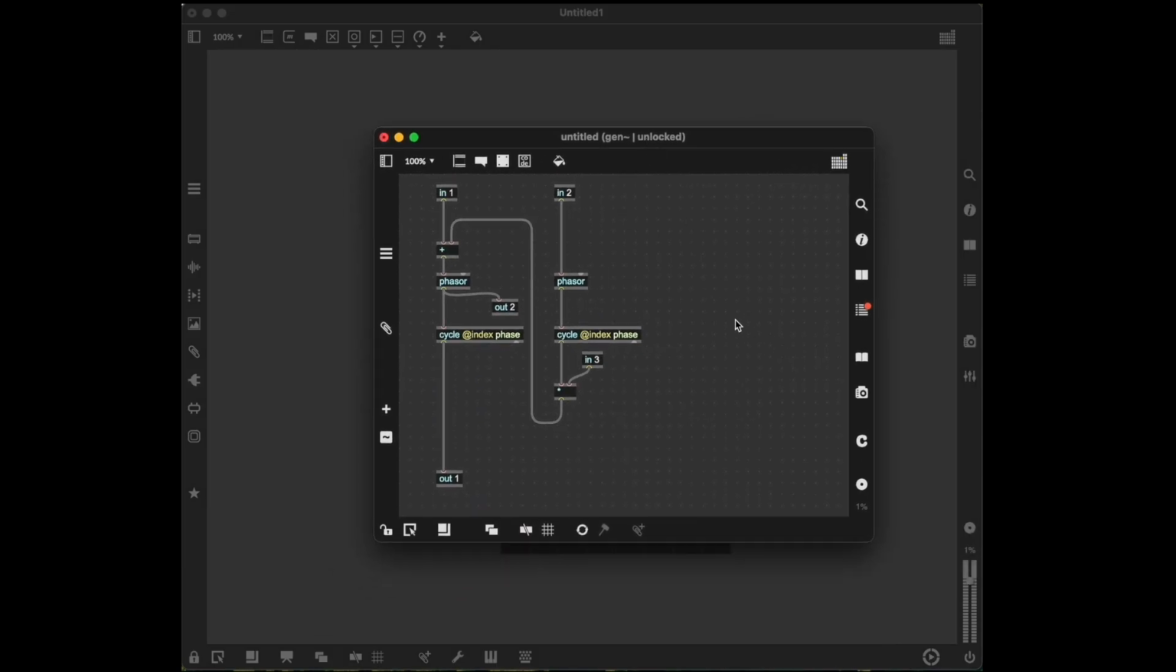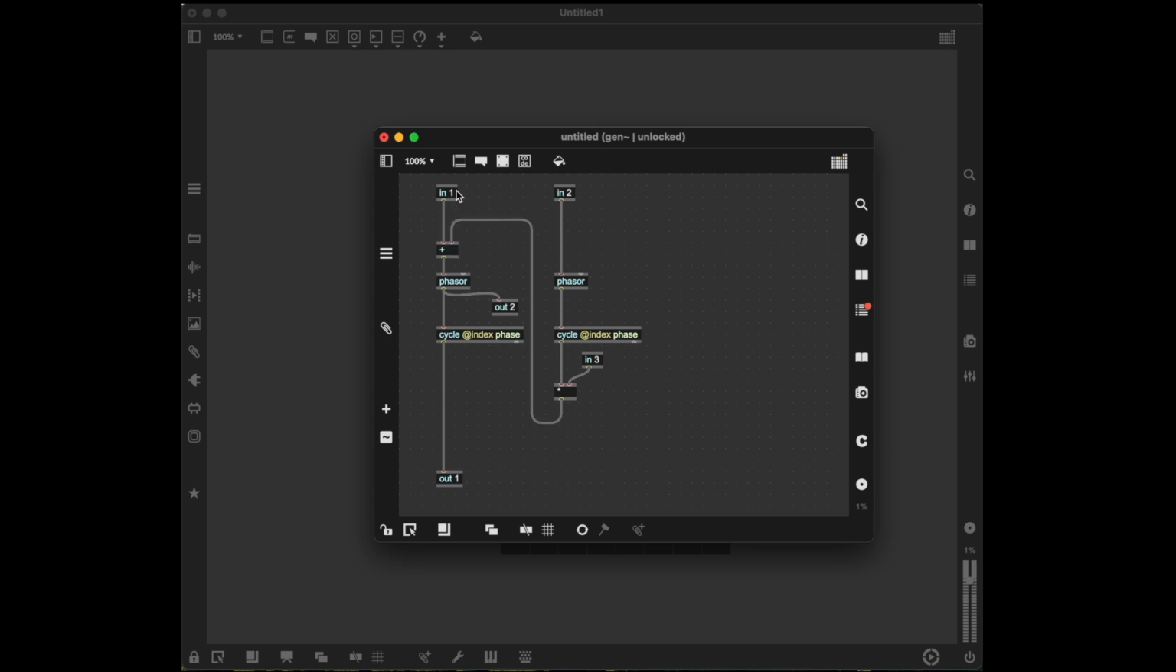Okay, so now I have a simple 2-operator frequency modulation patch. What's going on here is we have this first operator, which consists of the phase accumulator and then the sine lookup table, which outputs the sine wave. So I just duplicated that. I have another phasor that's controlling another sine table. And I'm taking the output of that and going up here, and I'm adding it in with the frequency.